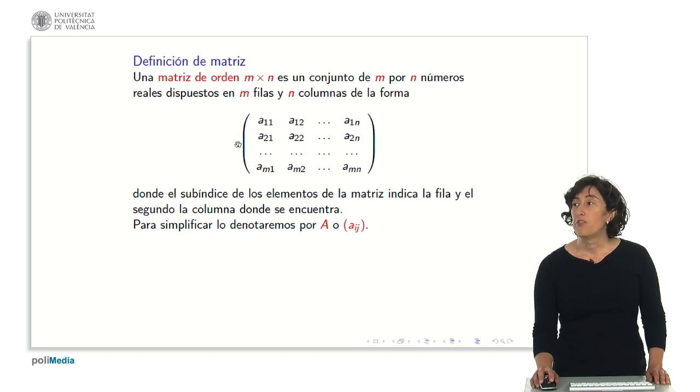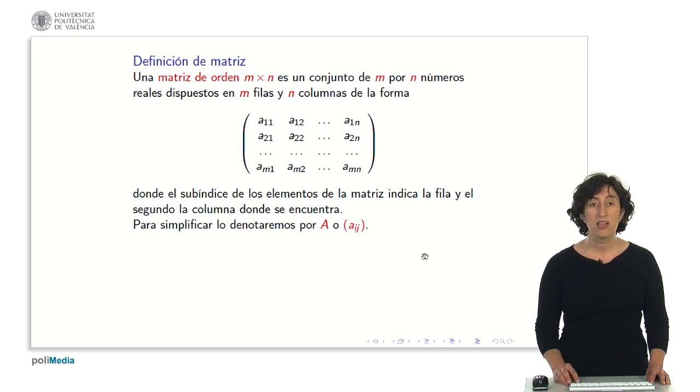To simplify this notation, we can also denote it by a capital letter, normally, or in this other way, A sub ij. Those 3 notations, 1, 2, and 3, will represent matrices of size m times n, whatever.